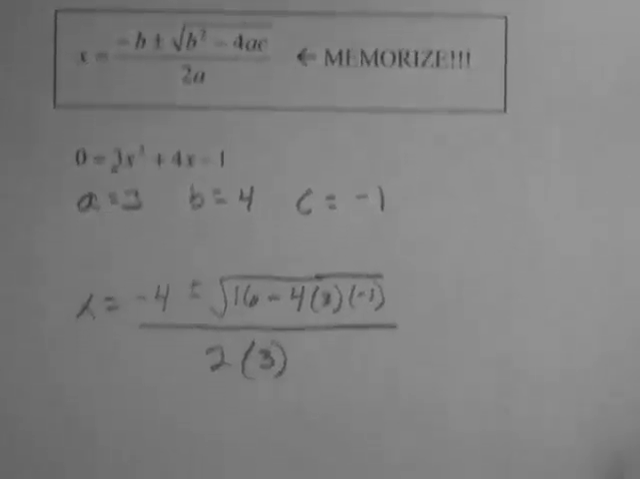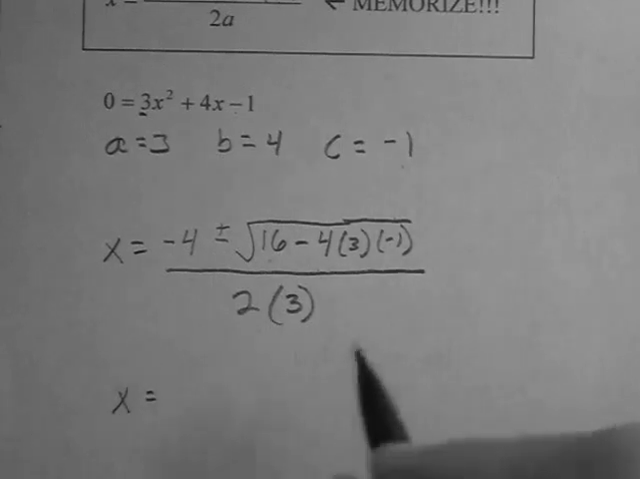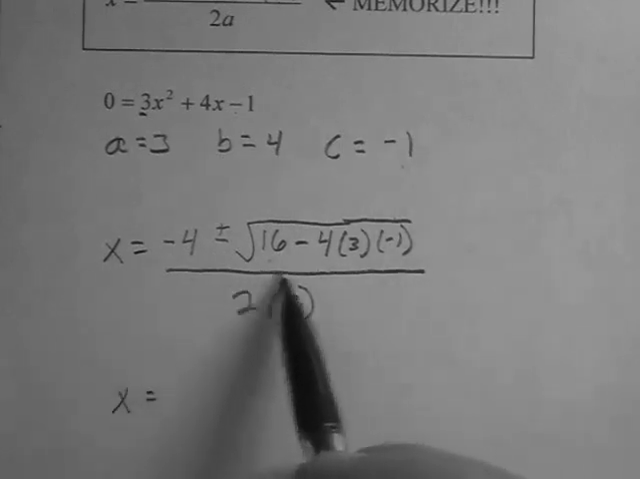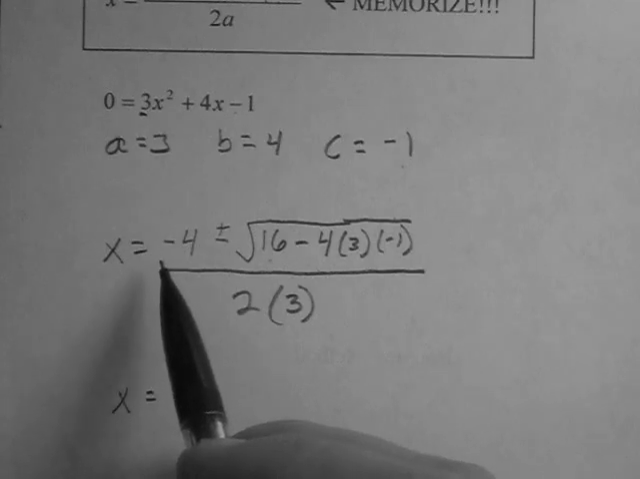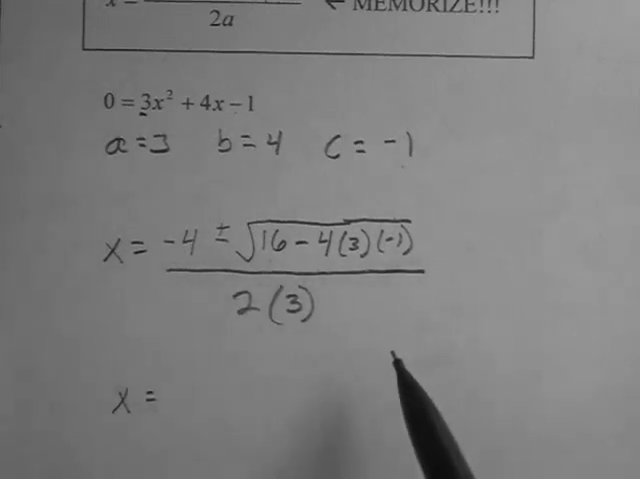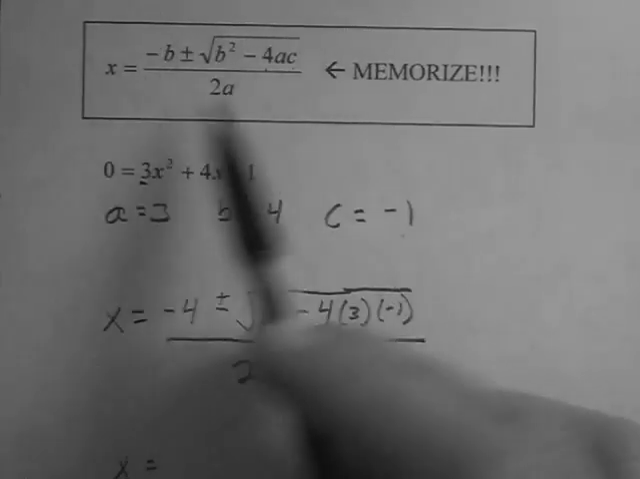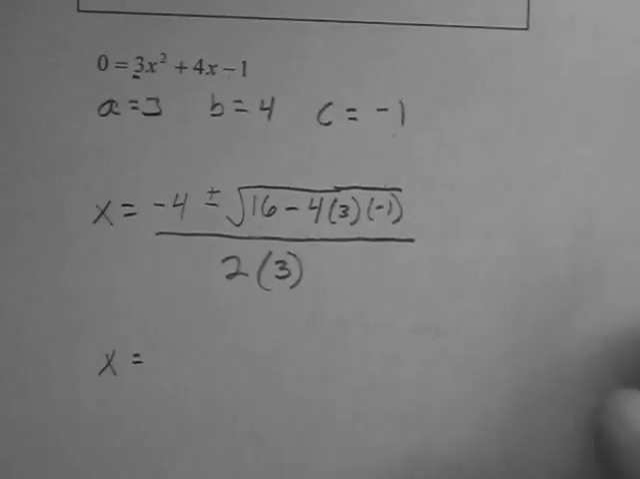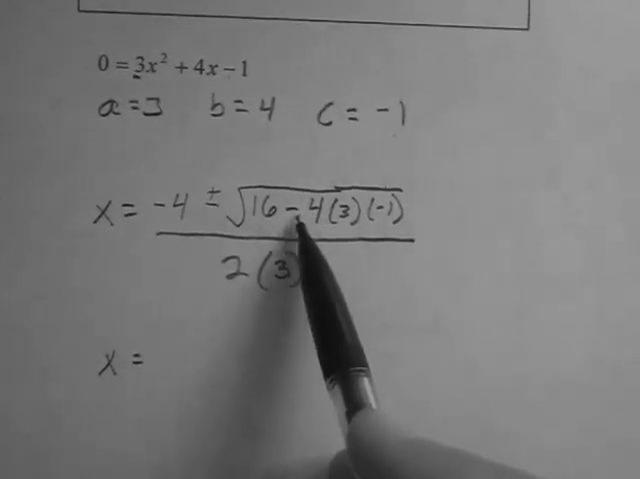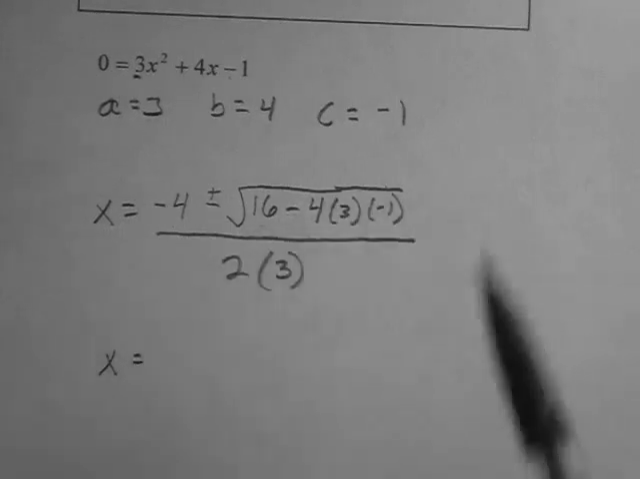times 3. Now, once you look at this, some common mistakes that people make. Number 1, they'll only divide this part. Make sure that you divide the entire numerator by 2 times a. Another mistake that people make is they forget that this is negative b. Make sure that you follow the formula exactly as it's written. And another common mistake is people will not do this operation correctly, and you'll miss this sign.